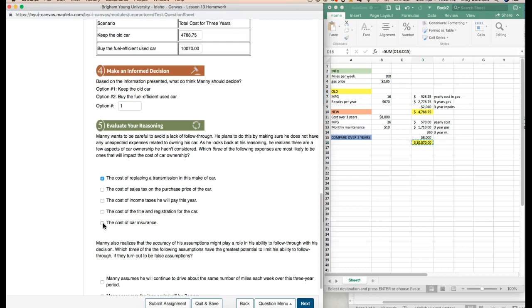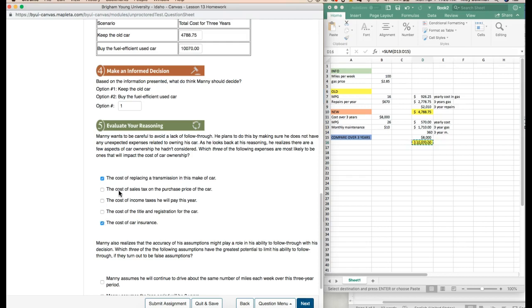And the cost of car insurance. Now, because this is a monthly payment, it's going to be a little bit more than title and registration, although that is also something he needs to take into consideration because he has to take care of that. So that's definitely going to be here.